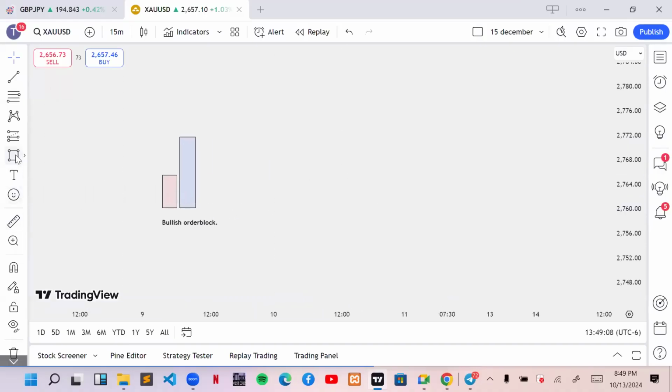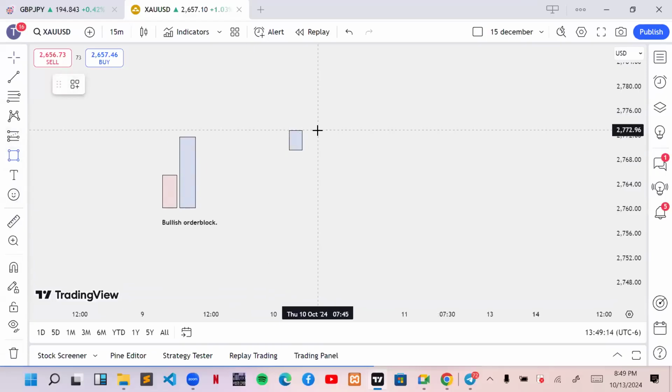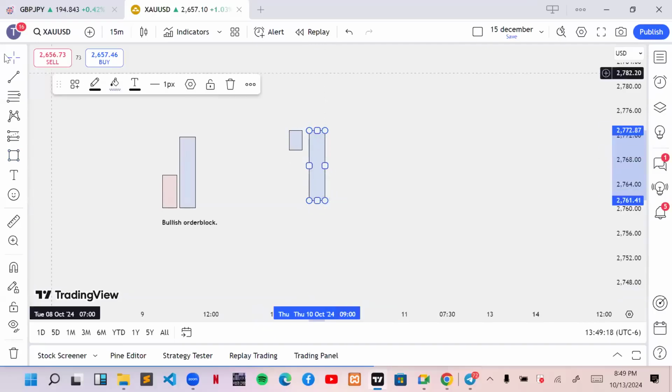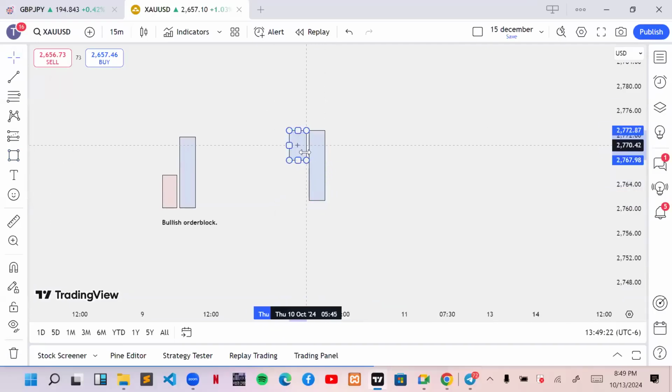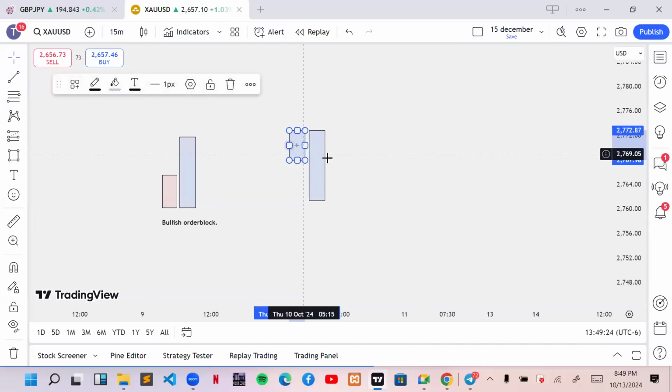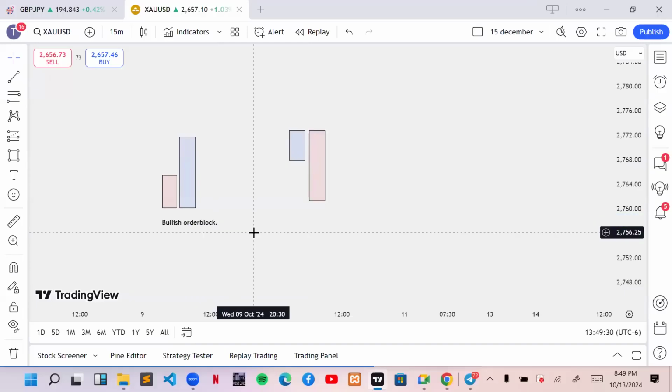And then for a bearish order block, you see a bullish candle, then you see a bearish candle engulf it like this. So this is a bearish order block. So, bullish order block and then bearish order block.